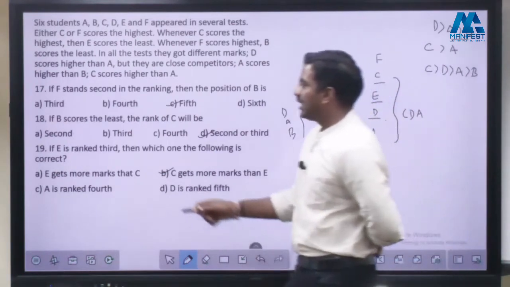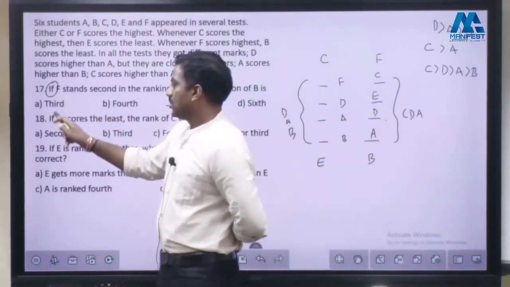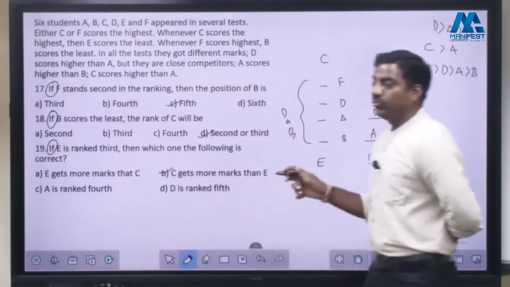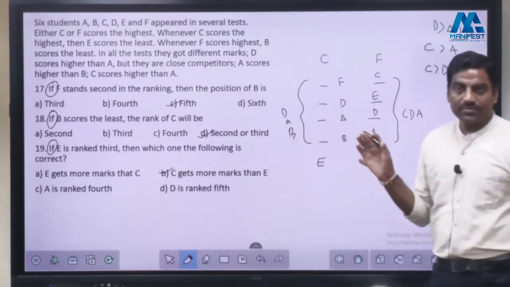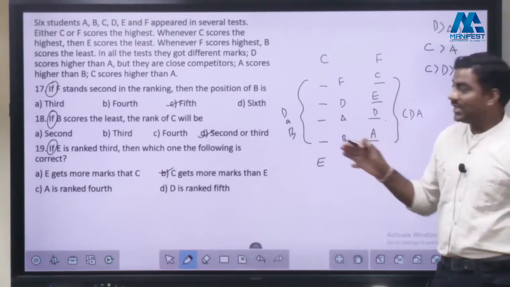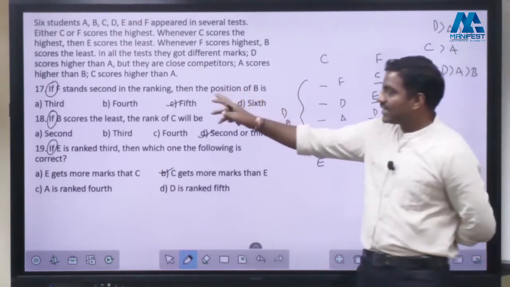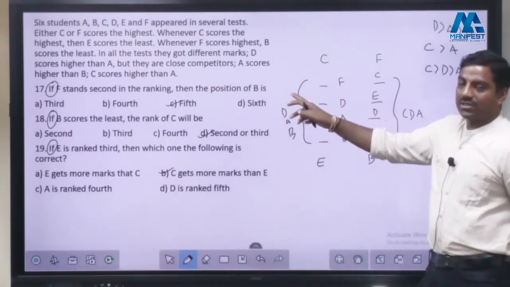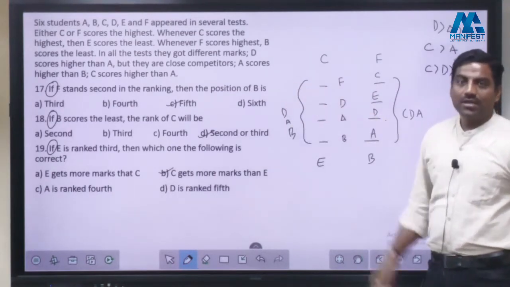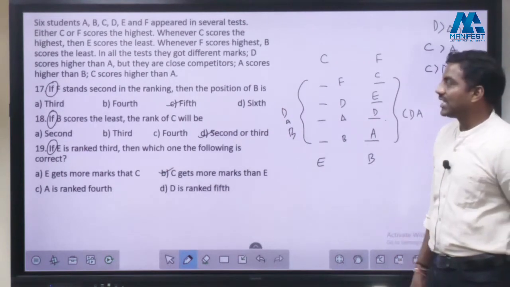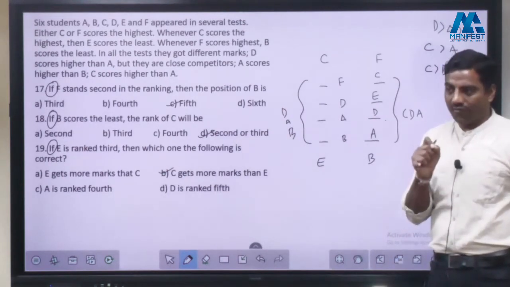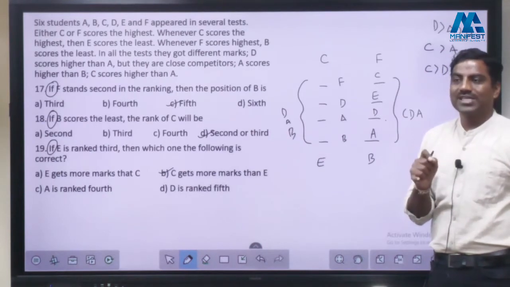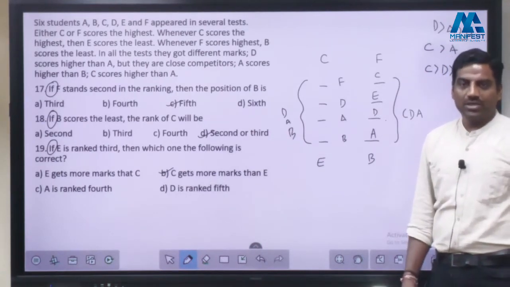See, whenever they give these ifs, whatever the data they give after this if, that should be checked conditionally. That's it. You should not take that as a fact. If F stands second in the ranking, this is just for this question. For the third question, you should not take this information that F is in the second position. That is only if. That is not the fact. That is just a condition for that question. Okay?